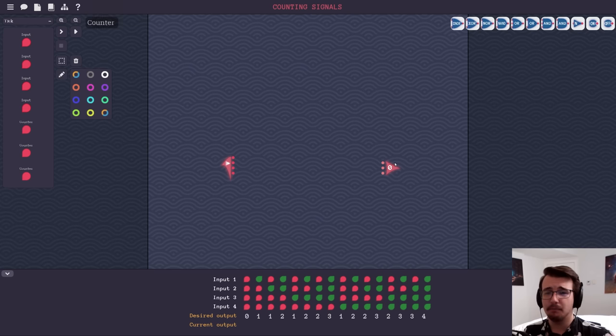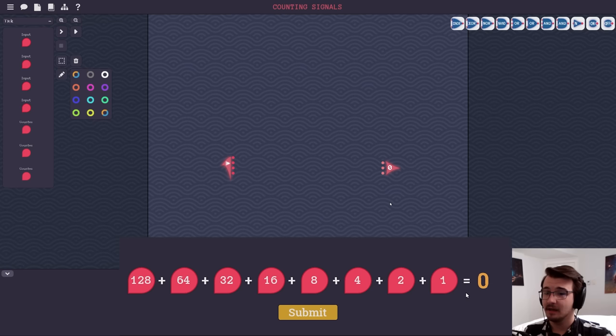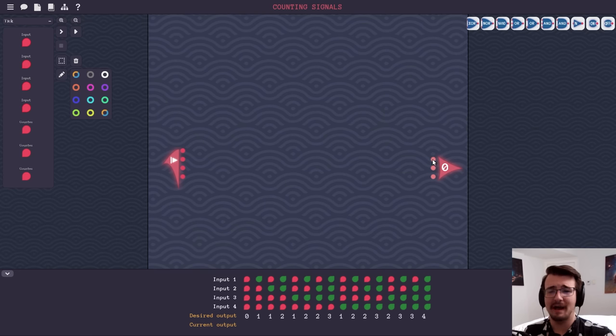Now we're dealing with an output that is binary. The output should be equal to the number of inputs that are on. So if I have all four inputs on, it would output a four. And a four in binary is expressed as 100. That is to say, there is 1 4, 0 2s, and 0 1s. And this output here, I guess, receives binaries. So this would be the number of ones, this would be the number of twos, this would be the number of fours. How do I count them?